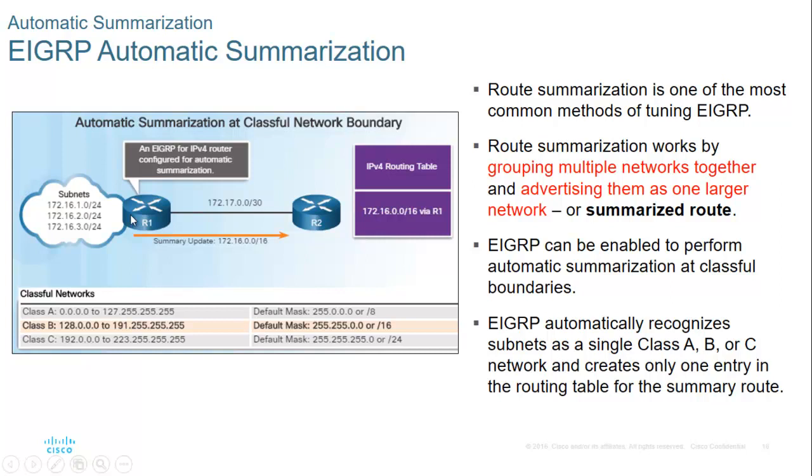So if you look here, there are three different networks here in R1, but when it summarizes and it sends to R2, it sends a summary update, and that is what will come out in the routing table of R2.